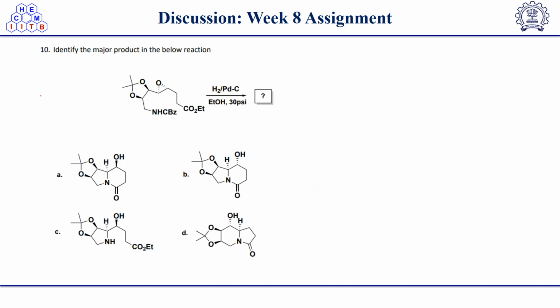Moving to the next question, identify the major product in the below reaction. That is, this compound upon treatment with hydrogen and palladium on carbon in ethanol solvent, and the pressure is 30 psi, which will be the major product out of these four options.